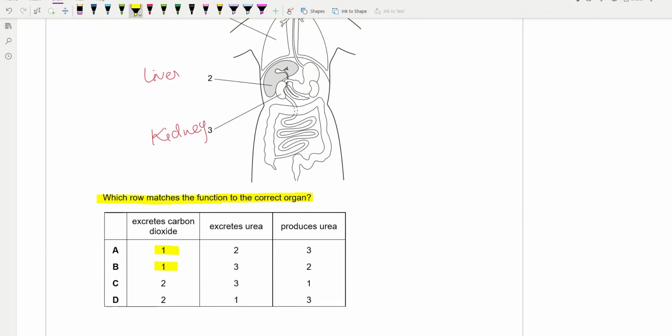Excretes urea. So we would mark kidney as option B and C. Produces urea. We would mark option B, and the correct option would be option B.